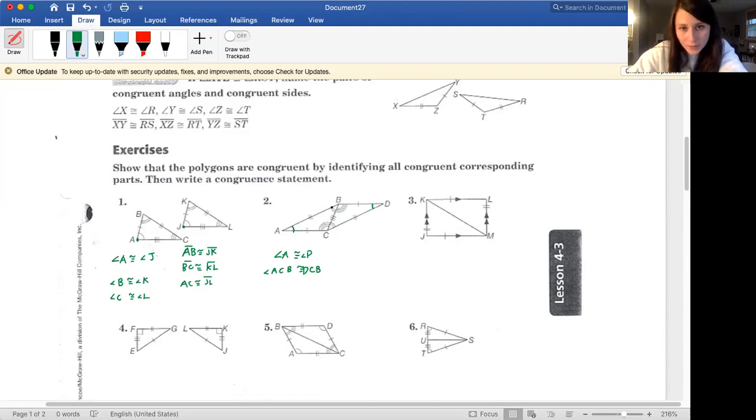And then finally, I have this angle here. So ABC is congruent to DBC.